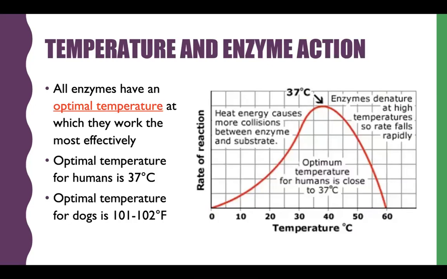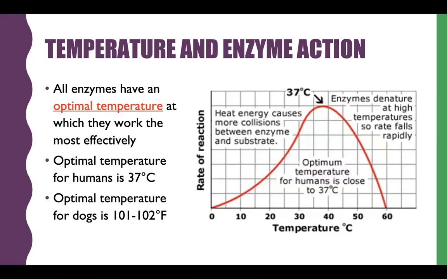All enzymes have an optimal temperature at which they work the most effectively. Okay, so just like pH levels, temperature, same thing. Optimal temperature for humans is 37 degrees Celsius, whereas optimal temperature for dogs is about 101 to 102 Fahrenheit. So 37 degrees Celsius, that's roughly between 96 and 98 degrees Fahrenheit.